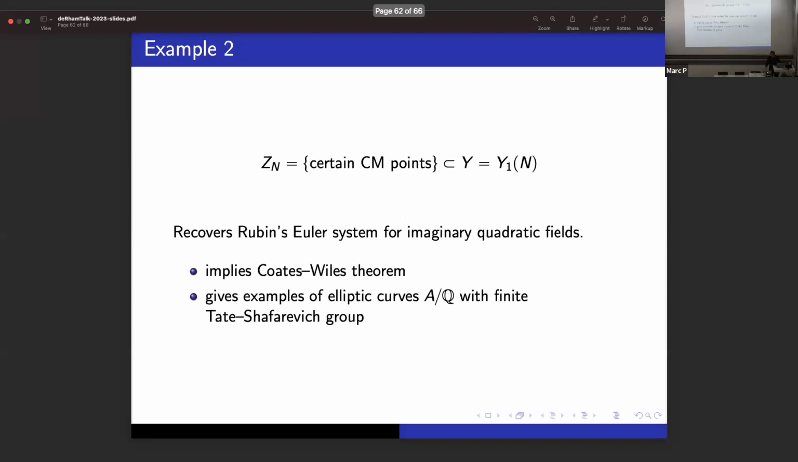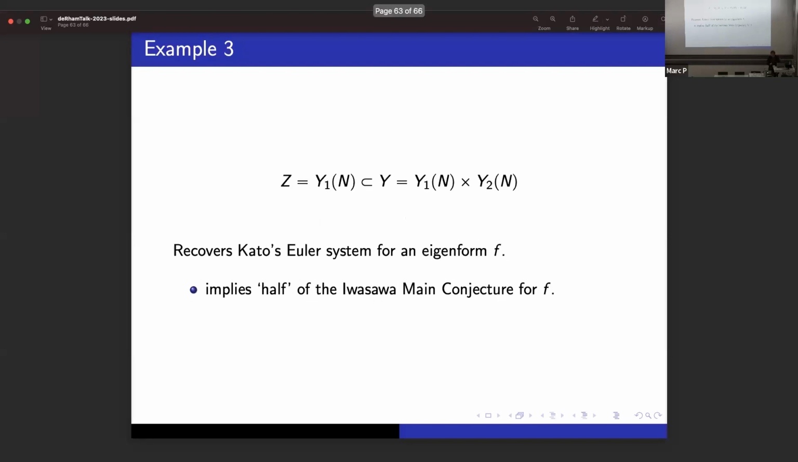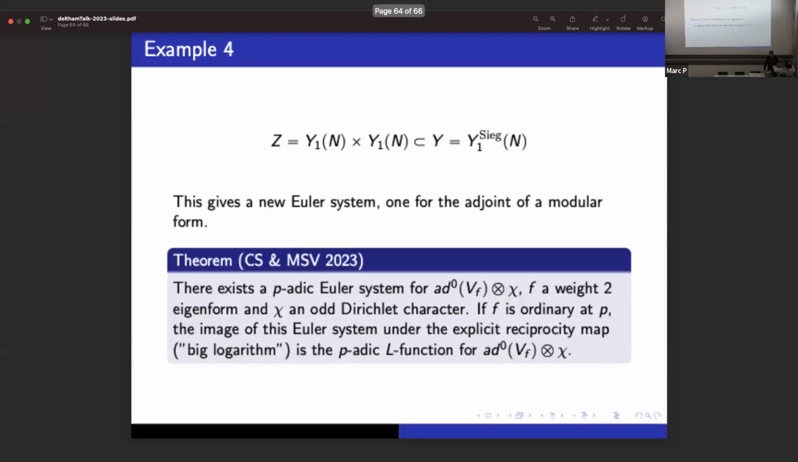The second example recovers Rubin's Euler system for imaginary quadratic fields. That Euler system can be used to explain the Coates-Wiles theorem, which was our first theoretical evidence for the Birch-Swinnerton-Dyer conjecture, and to give examples, as Rubin did, for elliptic curves with finite Tate-Shafarevich groups. The third example recovers Kato's Euler system for an eigenform f. And the fourth example gives a new Euler system.